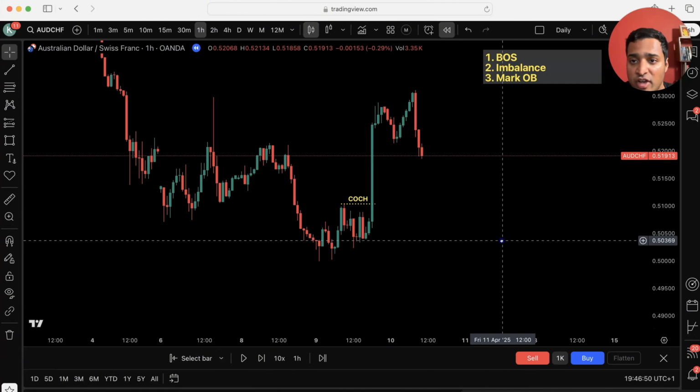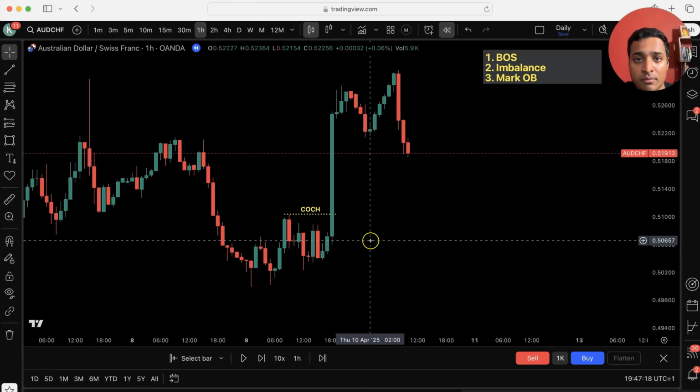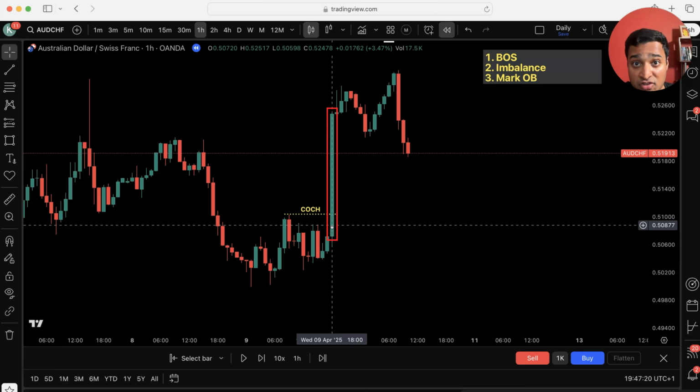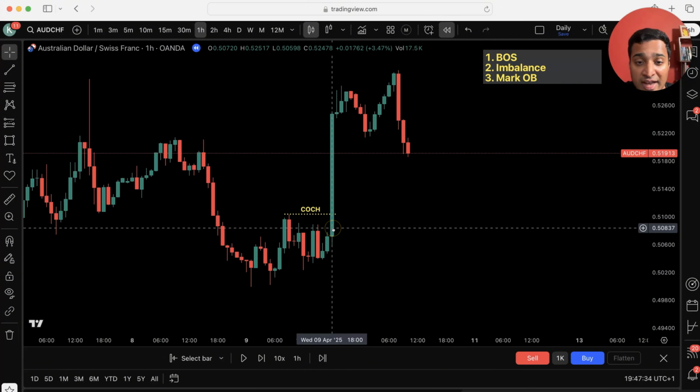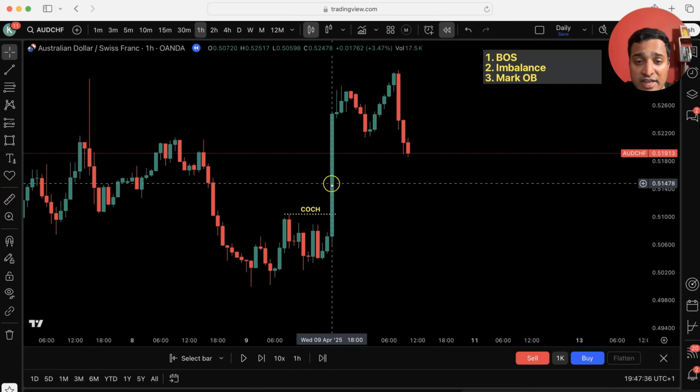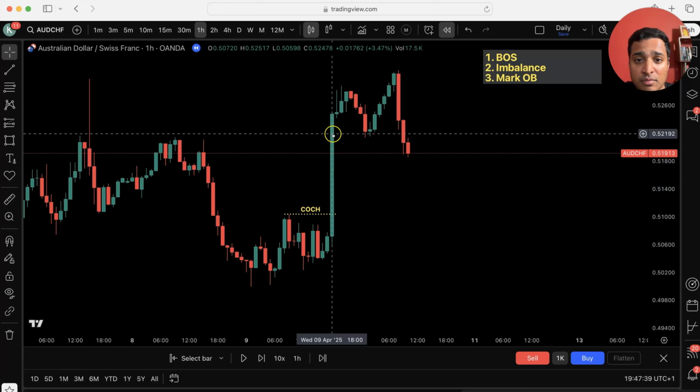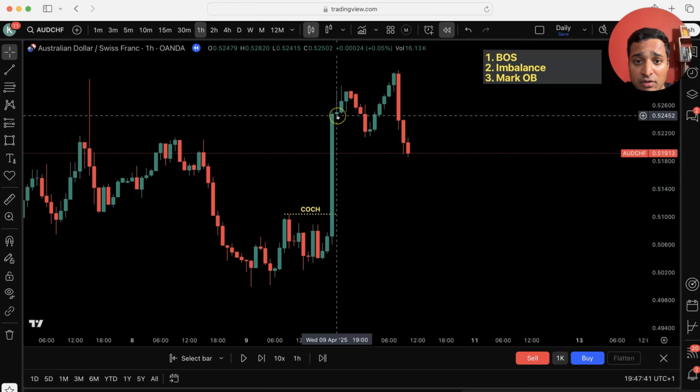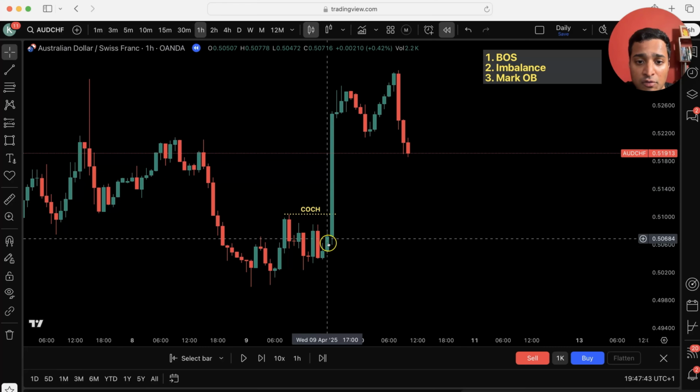The next step is to check for an imbalance. This long green candle is the subject candle. And as you can see, there is a gap between the bottom wick of the right neighboring candle and the top wick of the left neighboring candle. And so we have an imbalance or inefficiency. So we can look for a valid order block to trade from.